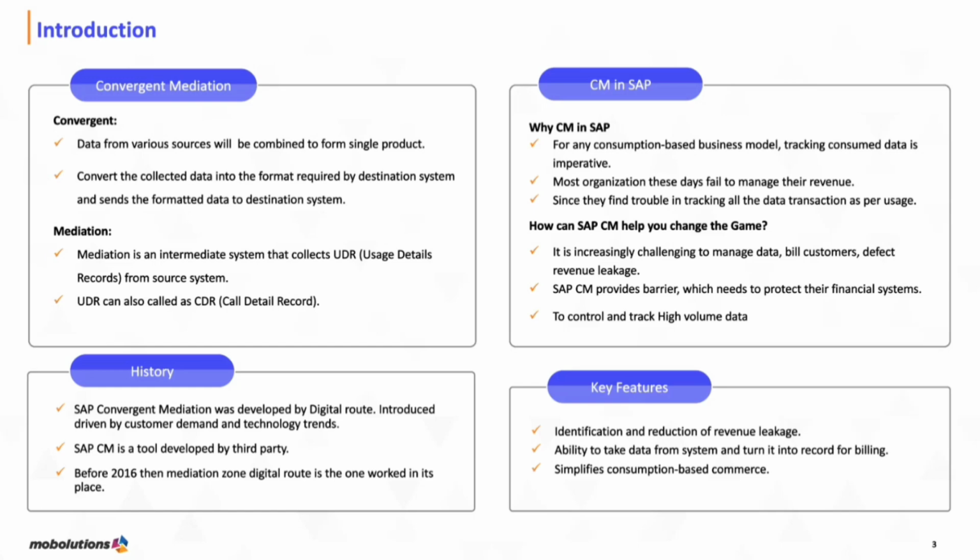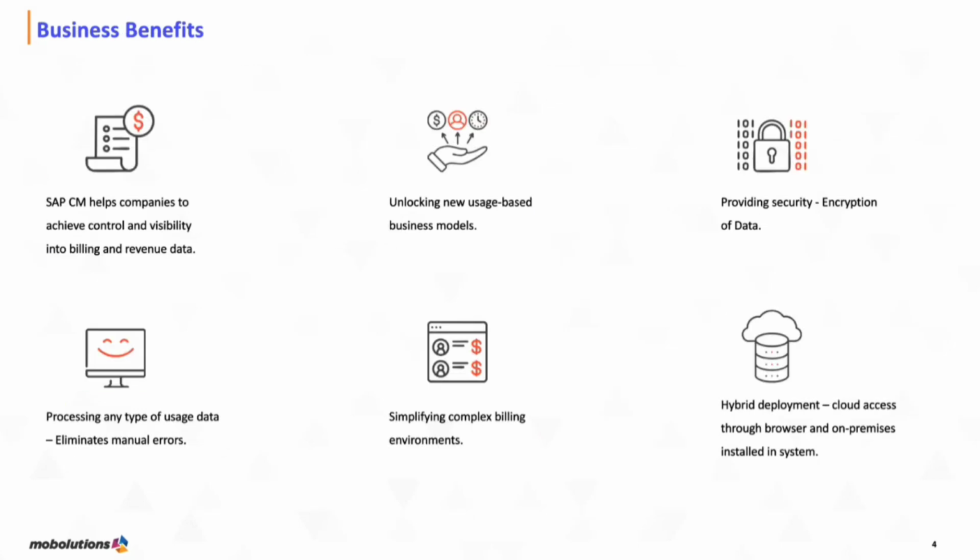Also, it simplifies your consumption-based commerce business as well. So I would like to talk more about some of the business benefits with respect to SAP CM. We can take some examples from the banking system. A banking system has a huge amount of data, because day by day many transactions are happening, millions of transactions per day. So SAP CM can help to achieve control and visibility into your billing and revenue data.